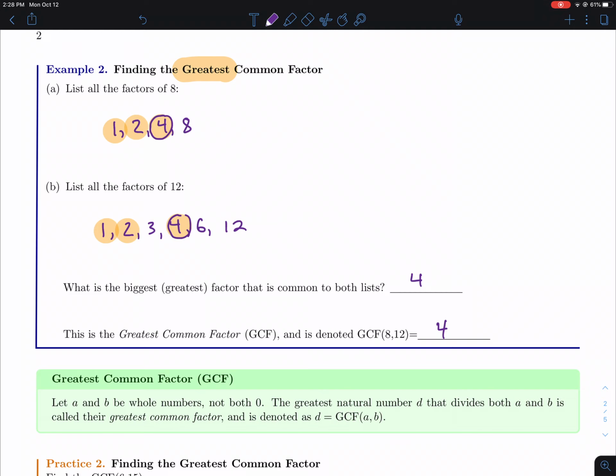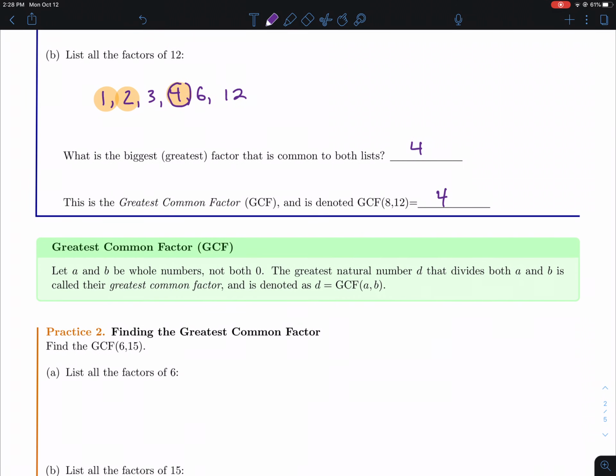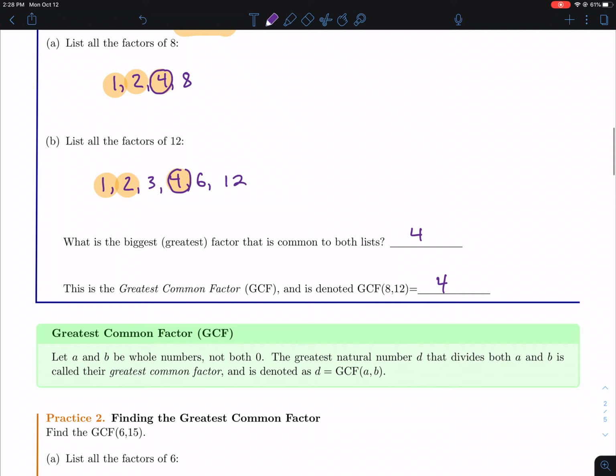All right. So again, I've got a nice little definition here for you. Let A and B be whole numbers, not both 0. So for greatest common factor, you could actually have one of them be 0. It'd be a little weird, but it is possible. And then the greatest number that divides both A and B is called their greatest common factor. So in this case, instead of, like, the least common multiple, where the number had to be divided by the other ones, the 4 divides into 8 evenly and the 4 divides into 12 evenly. So that's what we're looking for with the greatest common factor.